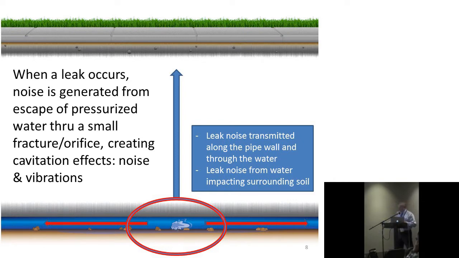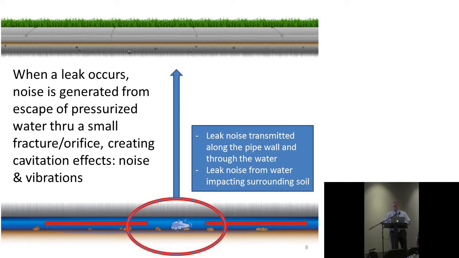So if you have a leak that's occurred here, as an example, the leak noise is transmitted along the pipe wall to the extent that it will transmit in plastic, and will go quite far on metallic pipe. Not quite so far in asbestos cement pipe, but it travels through the pipe wall, and also transmits through the fluid as well. So there are some tools out there, different types of transducers, that will pick up the sound of the leak through the water medium.